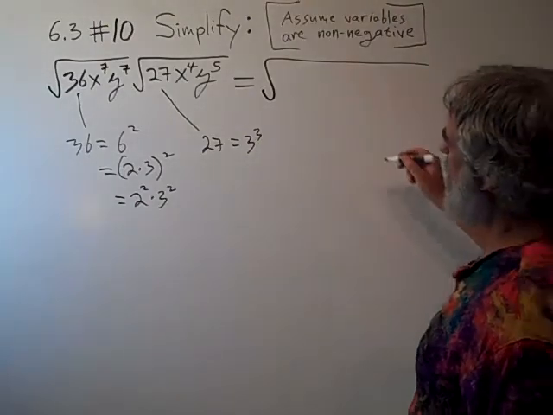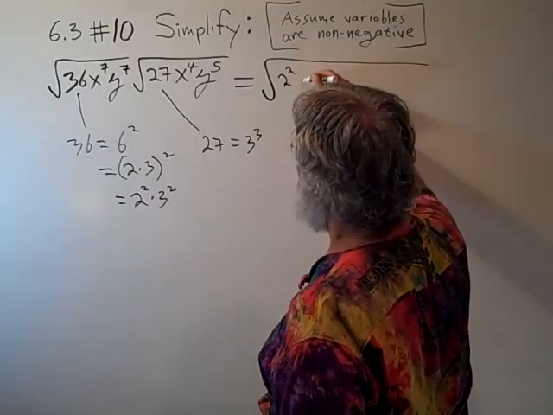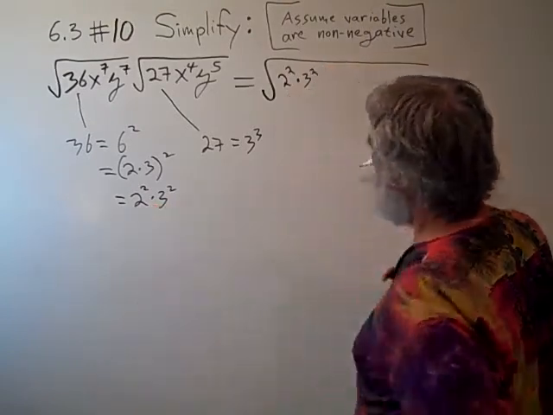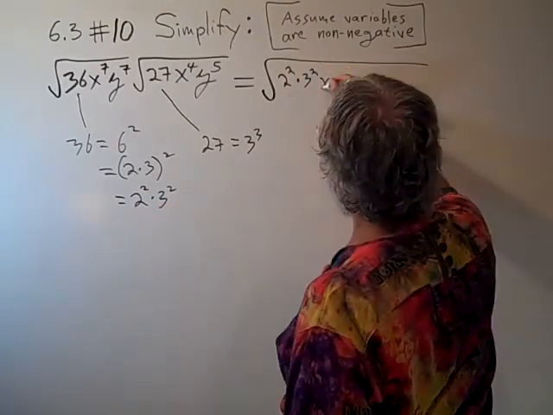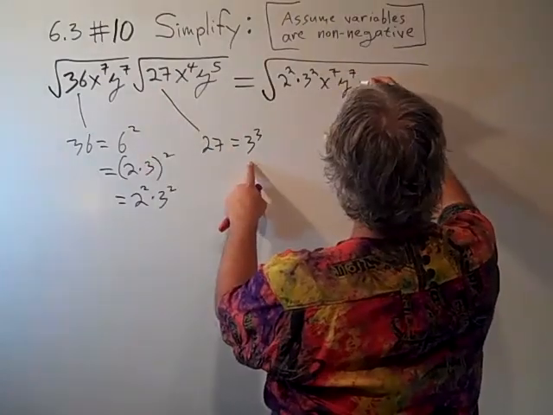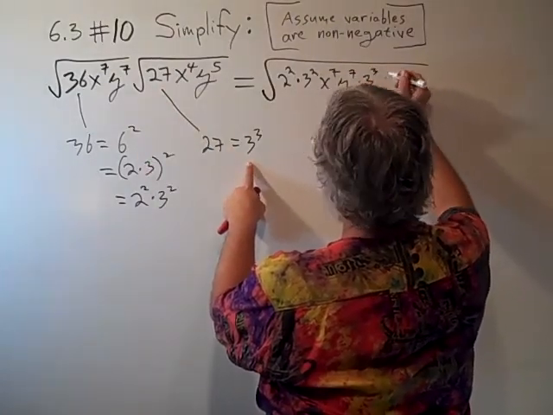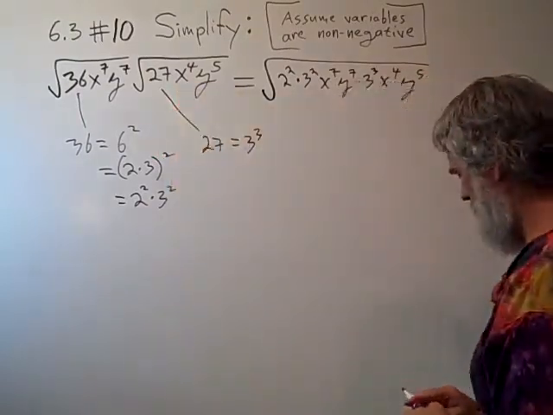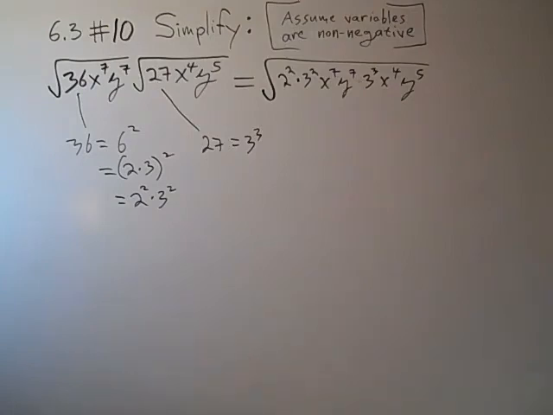So if we put this all together, we have 2 squared times 3 squared times x to the 7th, y to the 7th. Then 27 is 3 to the third, and x to the 4th, and y to the 5th. So there everything is factored. Now let's combine what factors that we can.